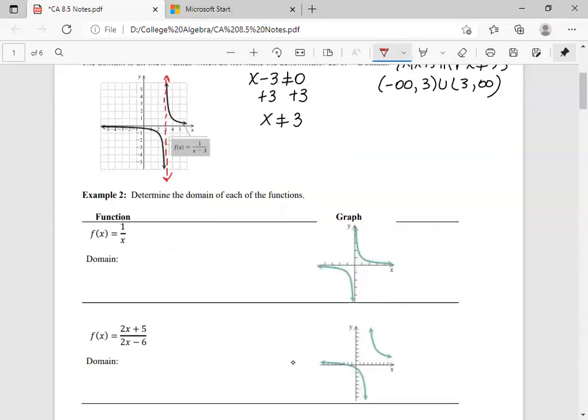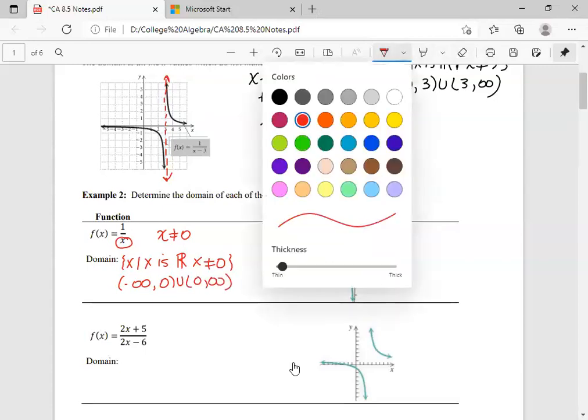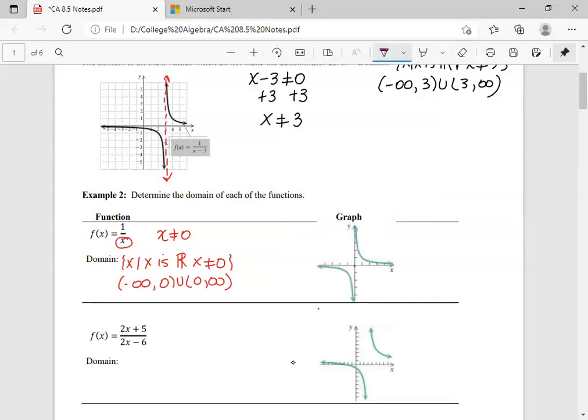Example 2, determine the domain of each of the functions. So I'm looking at the denominator. The denominator cannot be equal to 0. So there's nothing to solve on this one. We would just say it's all x's such that x is real, but x is not 0. We could say in interval notation, we're good from negative infinity to 0, and then we're good again from 0 to positive infinity. Because on our graph, you can see that right here where x is equal to 0, we've got a break in the graph, a vertical asymptote, that splits the graph into two parts.